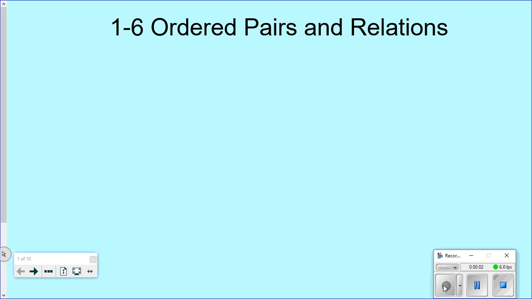Today we're working on lesson 1-6, ordered pairs and relations. You're going to need to be able to sketch a graph today in your notebook or have some kind of graph paper with you. I have some in my room if you want it, but otherwise if you can just sketch something in your notebook, it'll work just fine.